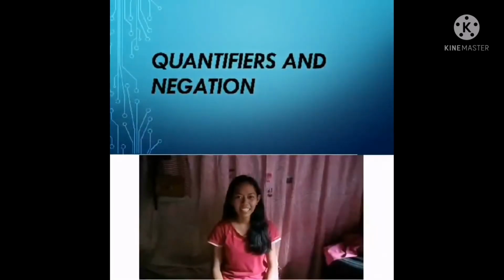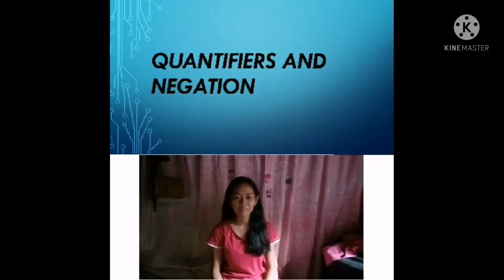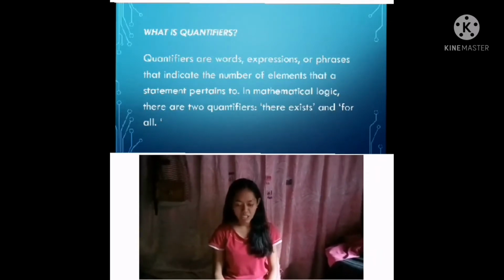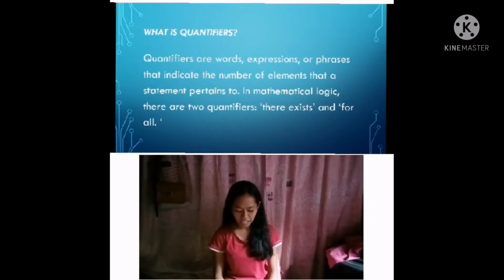Hello everyone! We are here to discuss quantifiers and negation. What are quantifiers? Quantifiers are words, expressions, or phrases that indicate the number of elements that a statement pertains to. In mathematical logic, there are two quantifiers: there exists and for all.